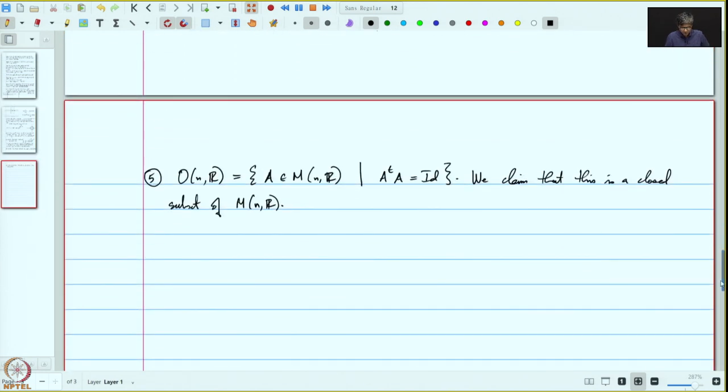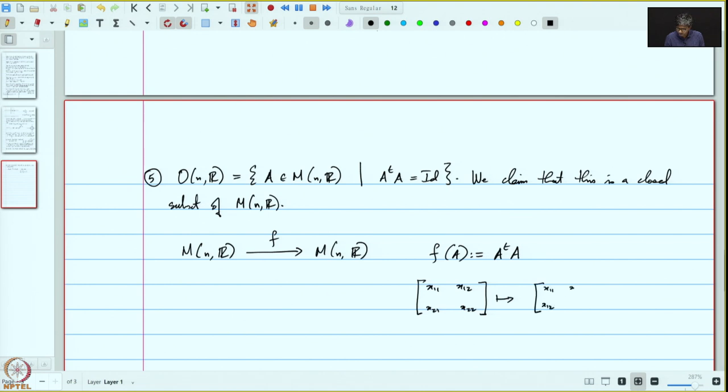So here also we are going to do the same thing. So first we have to look at this map from MNR to MNR. So let's call this map F. So the map F is A goes to A transpose A, right? So let's see what this does for a 2x2 matrix. So we have x11, x12, x21, x22, right? So this is going to map to the transpose of this, times the matrix. Right? But this is equal to x11 square, x21, x21 square.